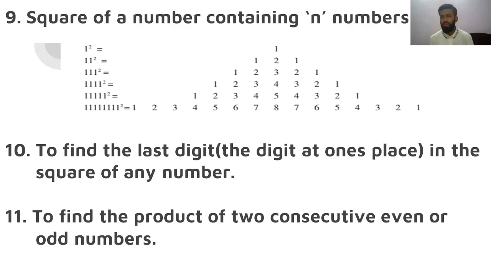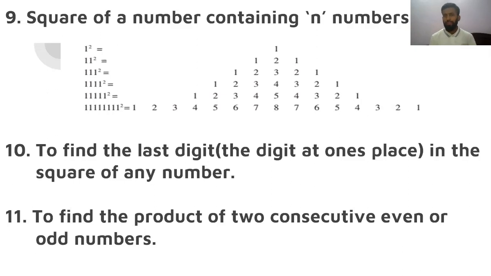Those two numbers, first of all, both numbers should be either even or both numbers should be odd, right? You can say a pair of even numbers or a pair of odd numbers. You cannot take one even and one odd, right? So the first condition is even or odd, and the second is consecutive. They should be consecutive.